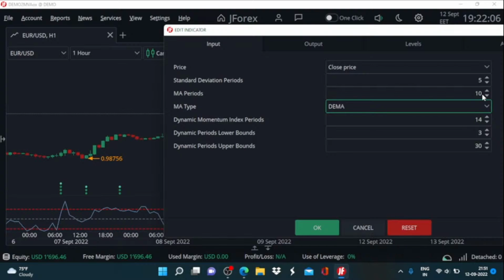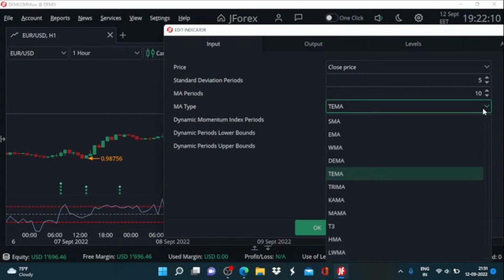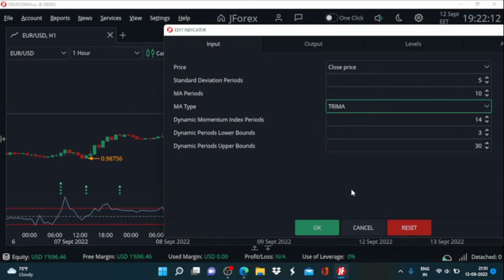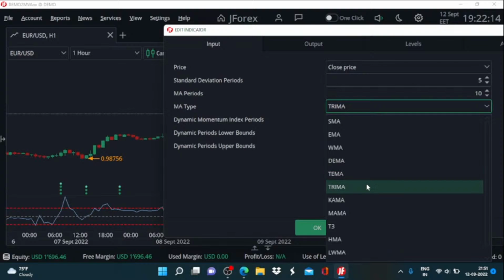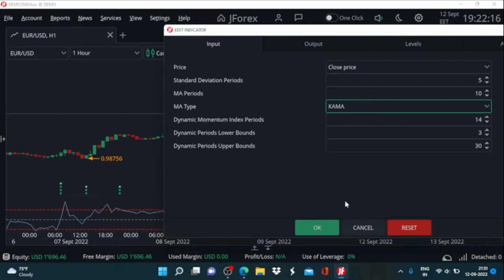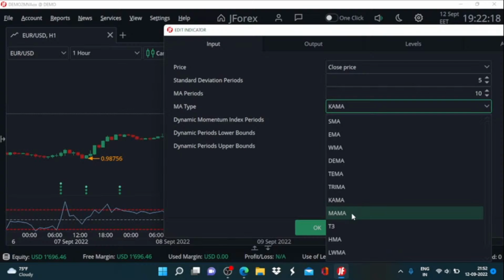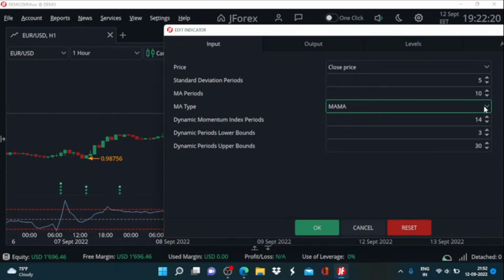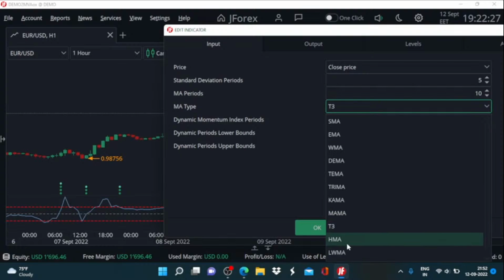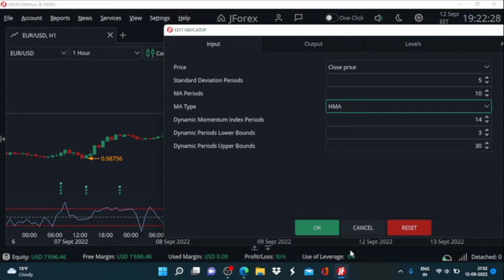TMA and REMA indicator. We have KMA. So all these indicator input parameters will give you a different output. So you have to be careful while choosing the input parameters for these indicators.